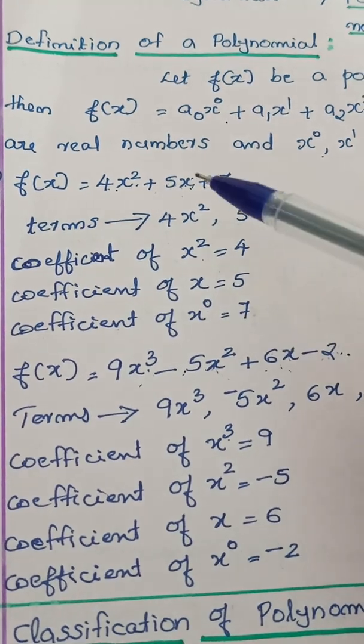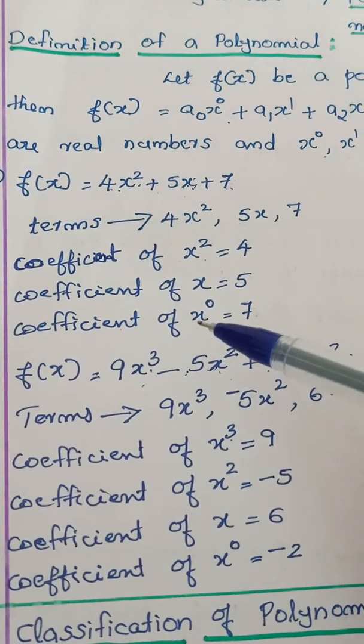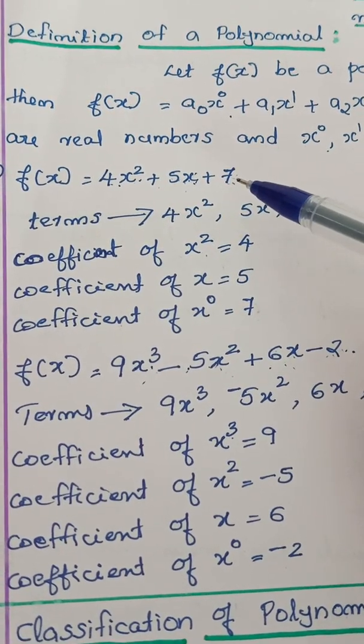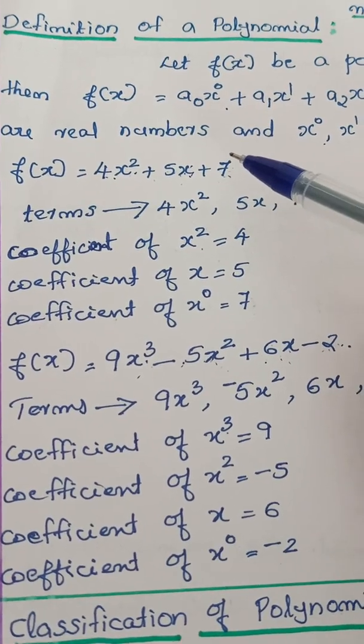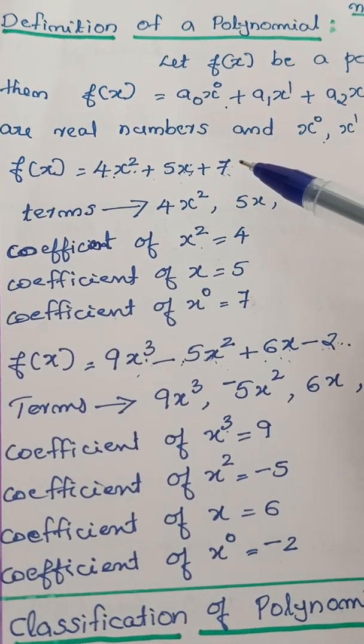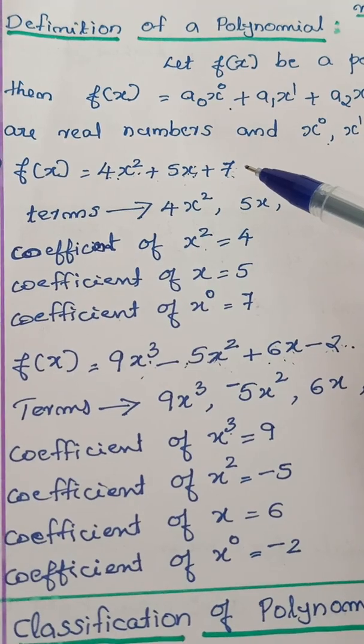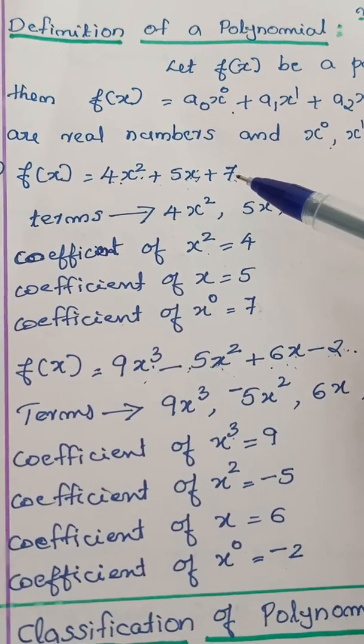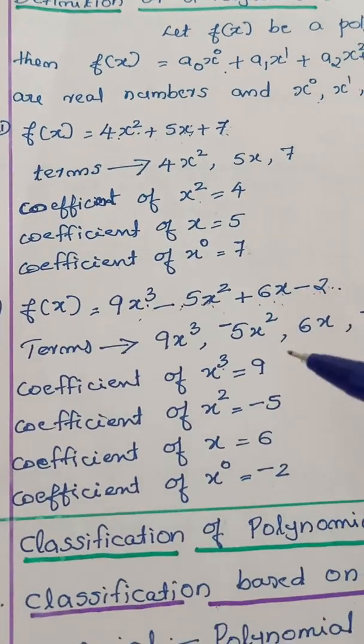What is the coefficient of x? 5. What is the coefficient of x raised to 0? 7. That means 7 can be written as 7x raised to 0. The value of x raised to 0 is 1. Therefore, coefficient of x raised to 0 equal to 7.